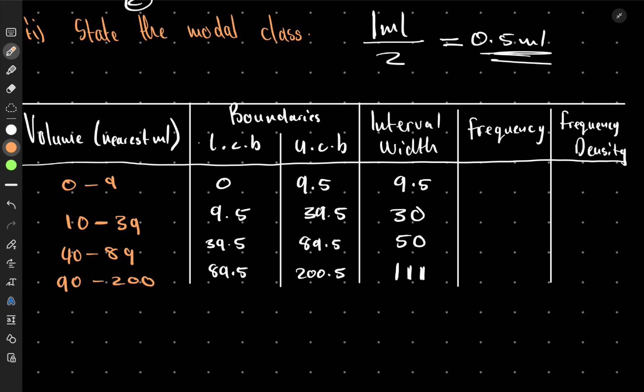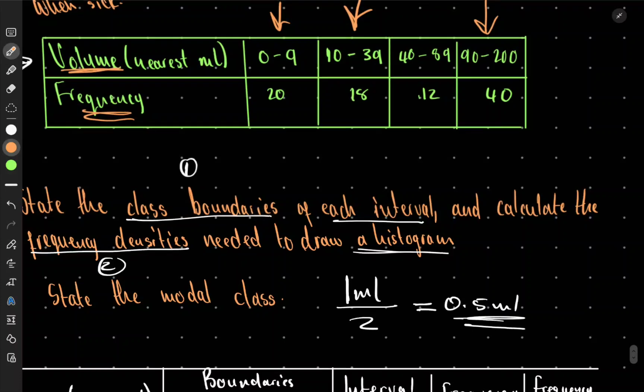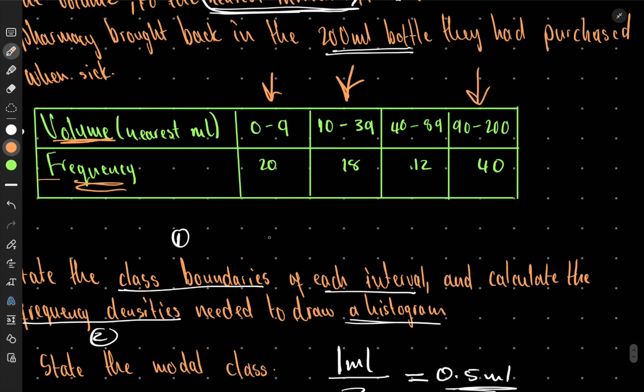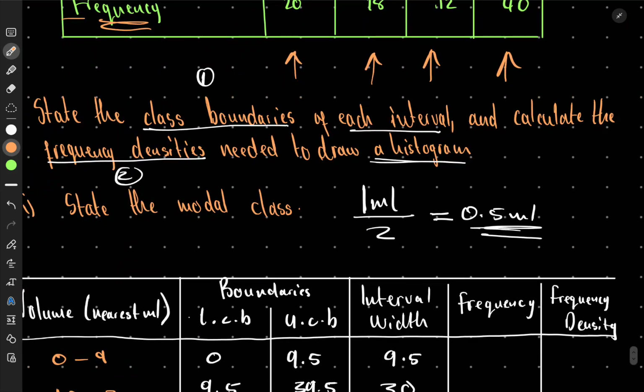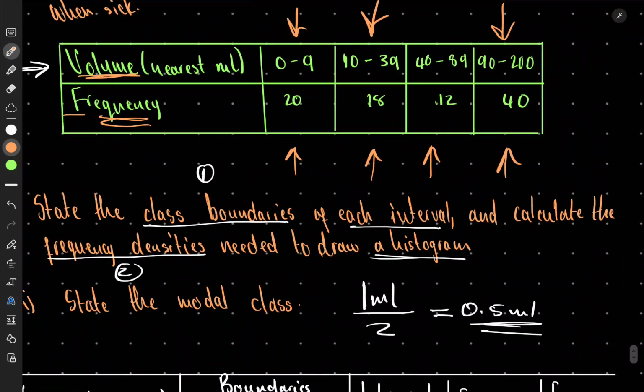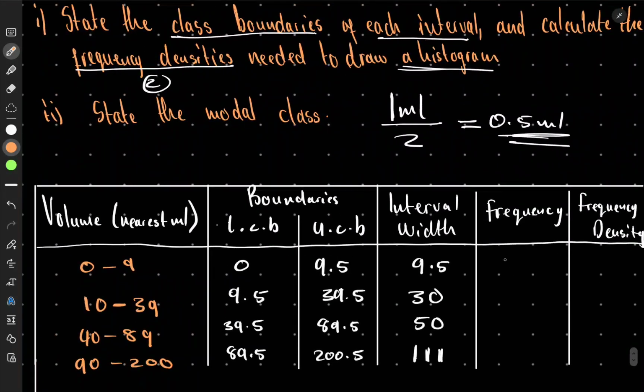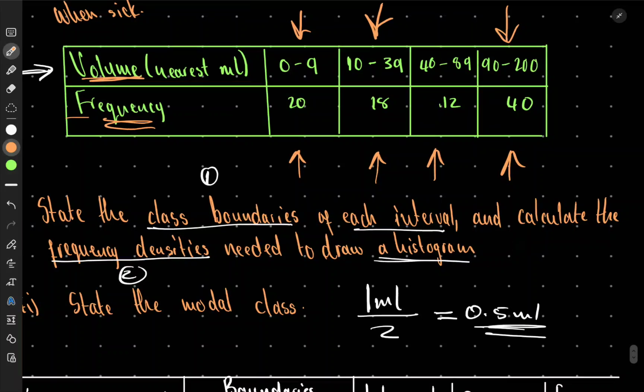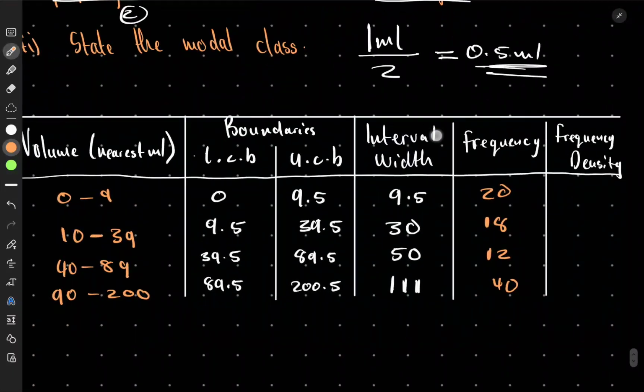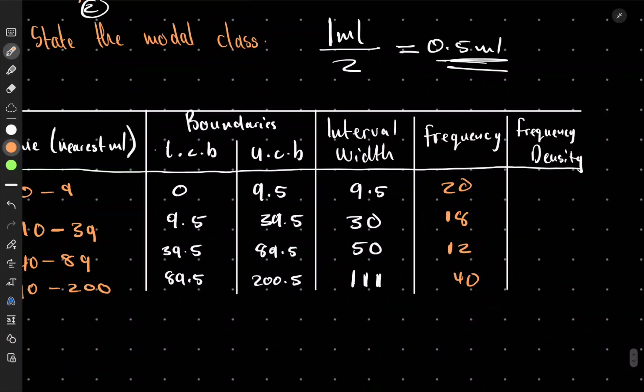Now we go to frequency. Do we have to look for it? No, it's been given. We go back to our table. Remember, it's given horizontally like that, but we are now going to put it going down. So it's going to be 20, 18, 12, and 40. So first one is 20, second one is 18, third one is 12, then the fourth one is 40. We are done. Then now we can calculate our frequency density.